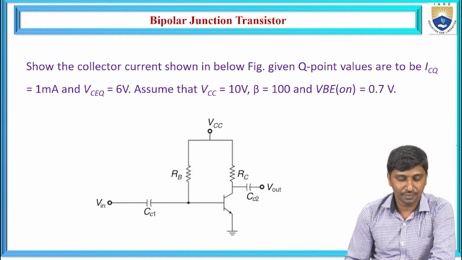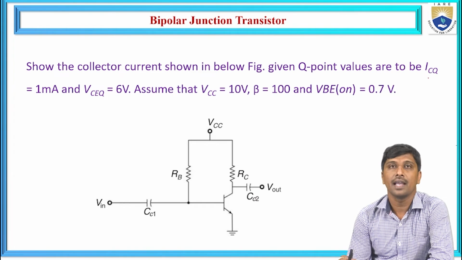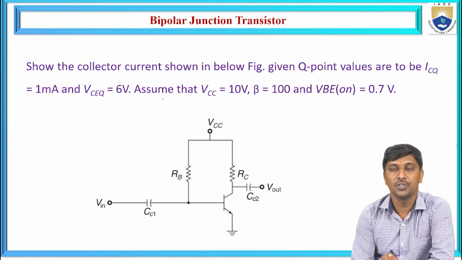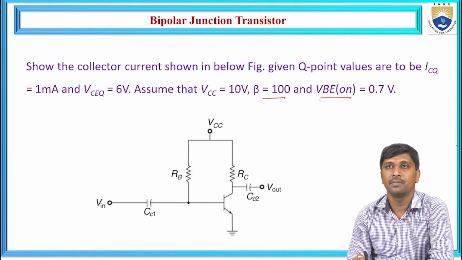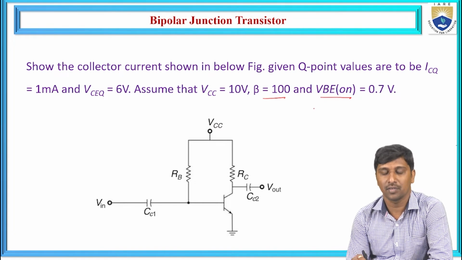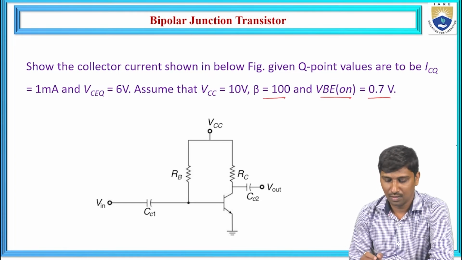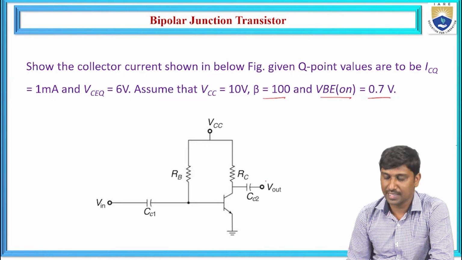Let's see another problem. For the circuit shown in the figure, the given Q point values are ICQ is 1 milliampere and VCQ is 6 volts. Assume that VCC is 10 volts, beta is 100, and VBE, with the emitter base forward biased, meaning the conduction state across the PN junction, is 0.7 volts. Now for this case, we need to calculate the resistances based on the given specifications.